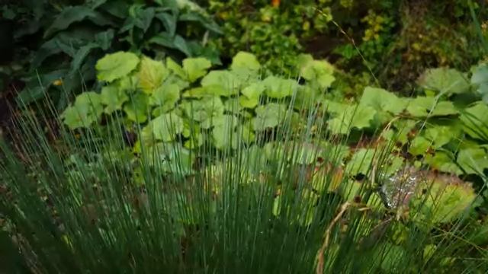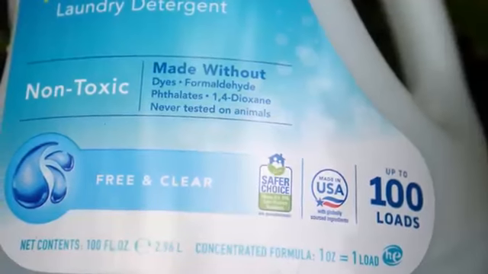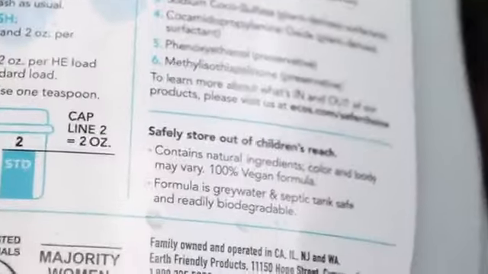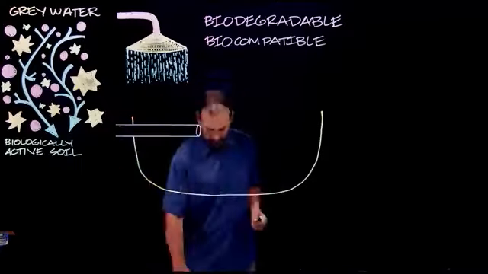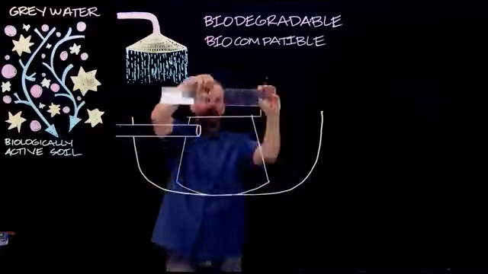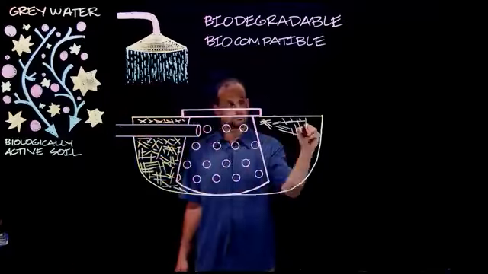Here's my laundry system, thriving with luscious plants, and you can see on the back of my laundry detergent, it specifies that it's gray water safe. There are so many different variations on gray water systems, but my very favorite is the branch drain gray water system that was created by a guy named Art Ludwig, and check the description below for a link.